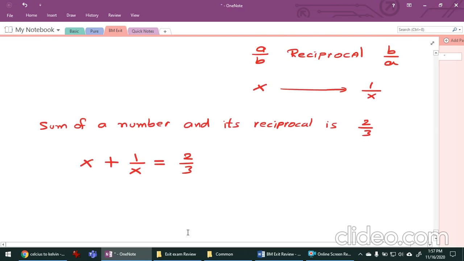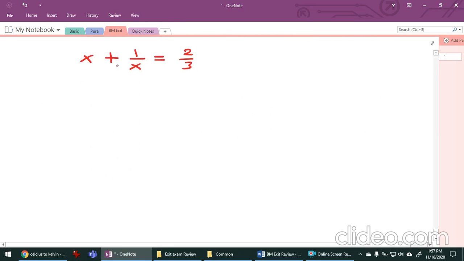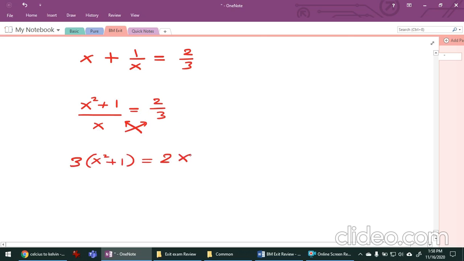I should make it in the standard form. I should write as a perfect equation. So how will I do? Here I will cross multiply. Okay. So x into x, x square plus 1 divided by x equal to 2 by 3. Again here also I will cross multiply. So 3 will come up, x will go up. So 3 into x square plus 1 equal to x will come up. That will be 2 into x.